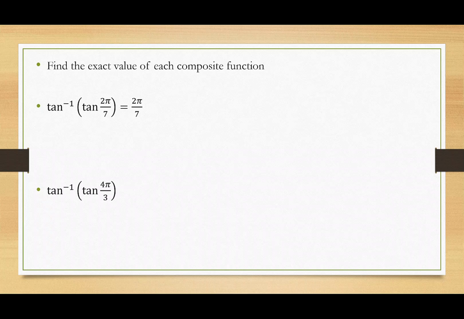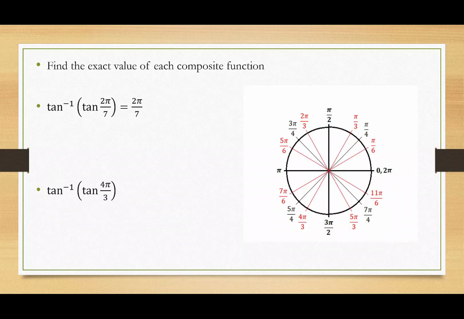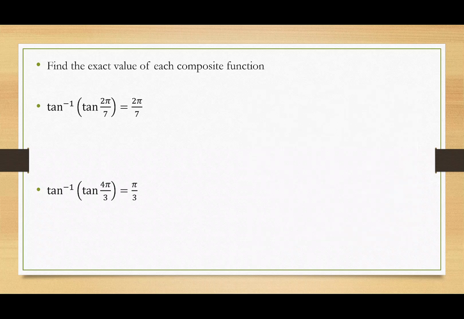But when I look at the tan inverse of tangent of 4pi/3, I can see that 4pi/3 doesn't fall between -pi/2 and +pi/2. So let's bring back our unit circle. 4pi/3 is in the third quadrant. Tangent is positive in the third quadrant. This means I need to find an equivalent angle where tangent is also positive. That means we can use pi/3. If I take the tan inverse of tangent of pi/3, I'm going to get pi/3.